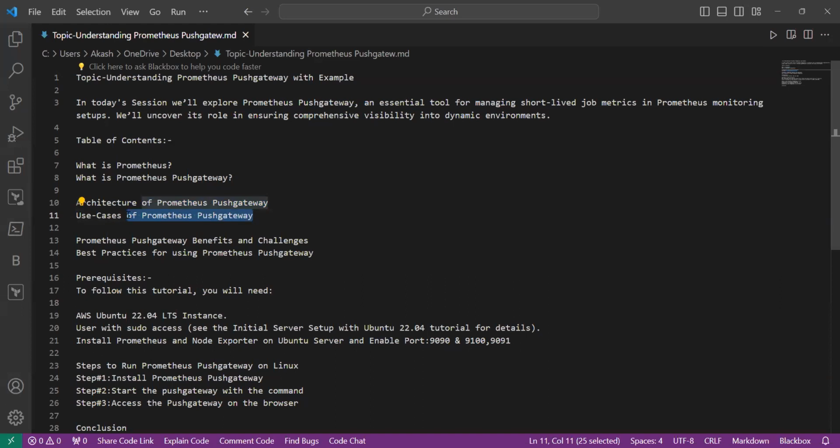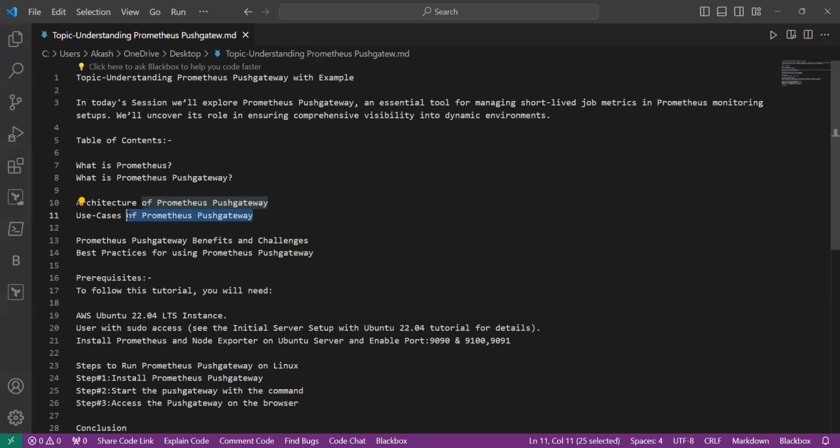Then it can be used for multi-step workflows. Pushgateway facilitates the aggregation of metrics from multi-step workflows or processes, allowing different stages of a process to push their metrics for centralized monitoring. Then it can be used for external service monitoring. It can be used to monitor metrics from external services or systems that are not directly scrapable by Prometheus, such as services running in isolated networks or behind a firewall.